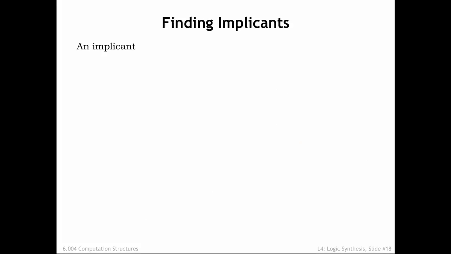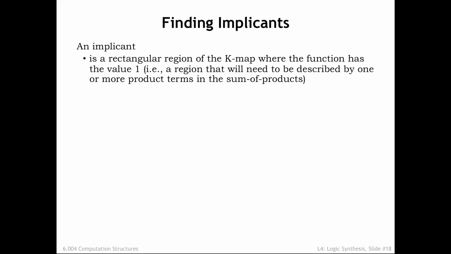So why talk about K-maps? Because patterns of adjacent K-map entries that contain 1s will reveal opportunities for using simpler product terms in our sum of products expression. Let's introduce the notion of an implicant, a fancy name for a rectangular region of the K-map where the entries are all 1s. Remember, when an entry is a 1, we'll want the sum of products expression to evaluate to true for that particular combination of input values.